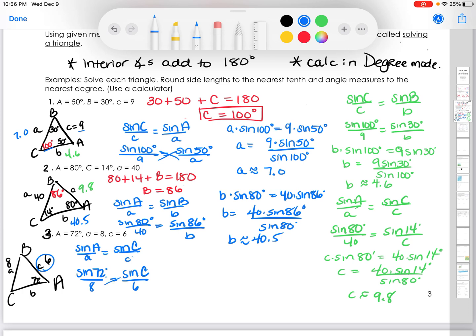All right, so I'll cross multiply. Or in reality, I could just multiply both sides by 6. That might be easier. So I have 6 sine of 72 over 8 is equal to sine of c. Now to undo sine of c, we want to do sine inverse. So really what you're going to type in your calculator is capital C is equal to, you're going to hit second and then sine to get the sine inverse button, of that whole big fraction, 6 sine 72 over 8. When you work that out, again, make sure you're in degree mode. You're going to get that C is about 46.